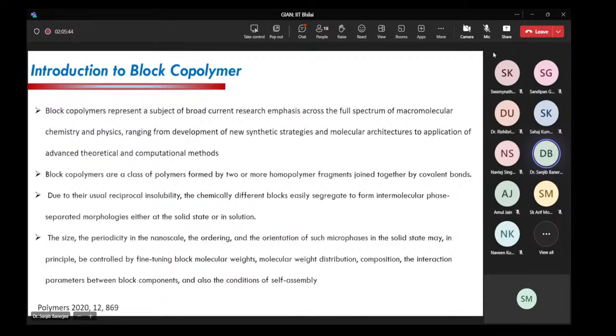In the same line, they have combined carbohydrates with synthetic polymers. Carboxymethyl cellulose and all those things have been modified to make polymers which can be used for multiple advanced level applications. Now, whenever you form a block copolymer, the question comes about the miscibility of the polymer.